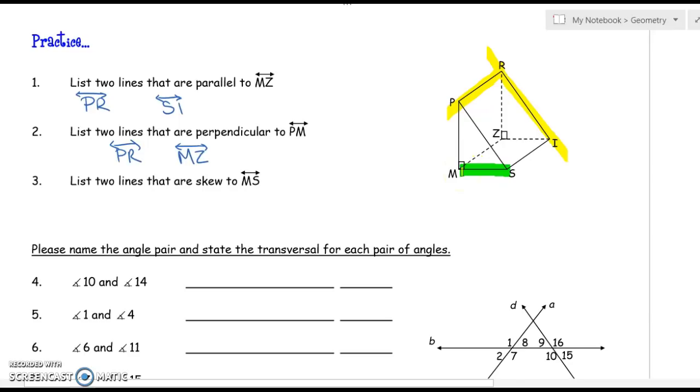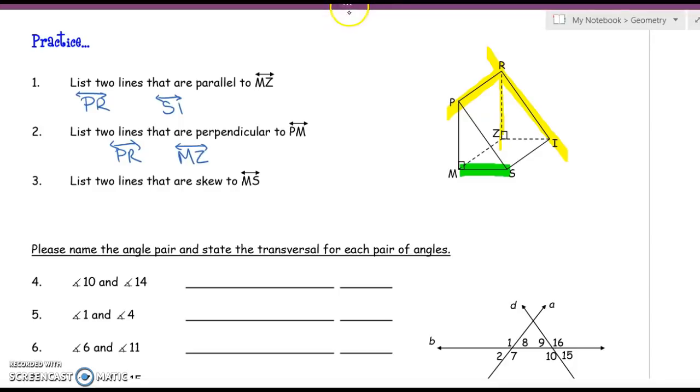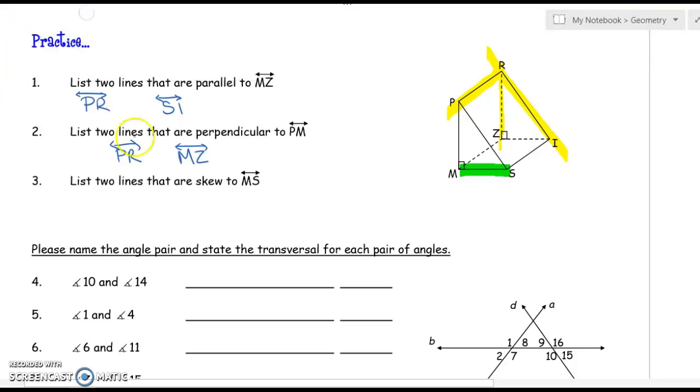There's more than one answer. This line here, RZ, that's another one. That would be skew with MS. I think those are the only three. So it just says to list two, so we only have to list two. So pick two of them, so something like PR and maybe RI. All right, RZ would also be skew.